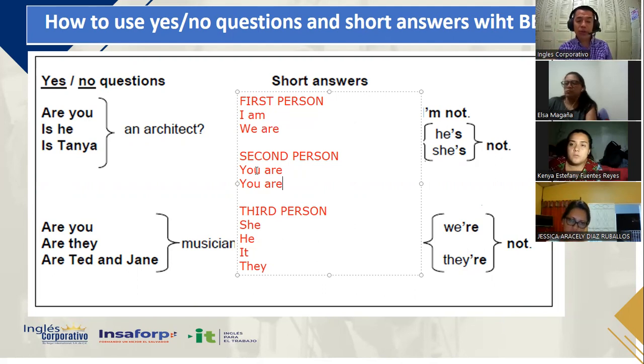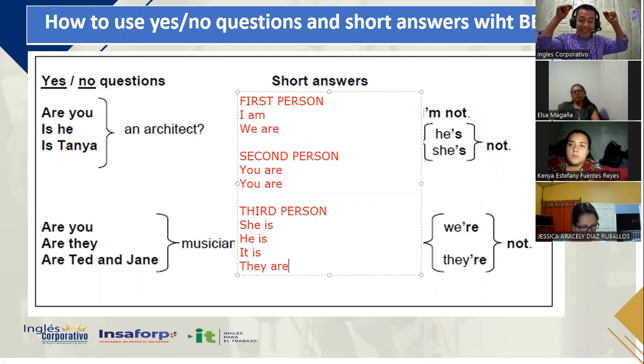Ok, you, tú. O como decimos en Salvador, vos. O vos. Ok, y ustedes en plural, ¿verdad? Se escribe igual, ¿ve? You. Y la tercera persona es is. Y la tercera persona plural are, ¿ok? Entonces, esto tenemos que aprenderlo así, de memoria, ¿verdad?